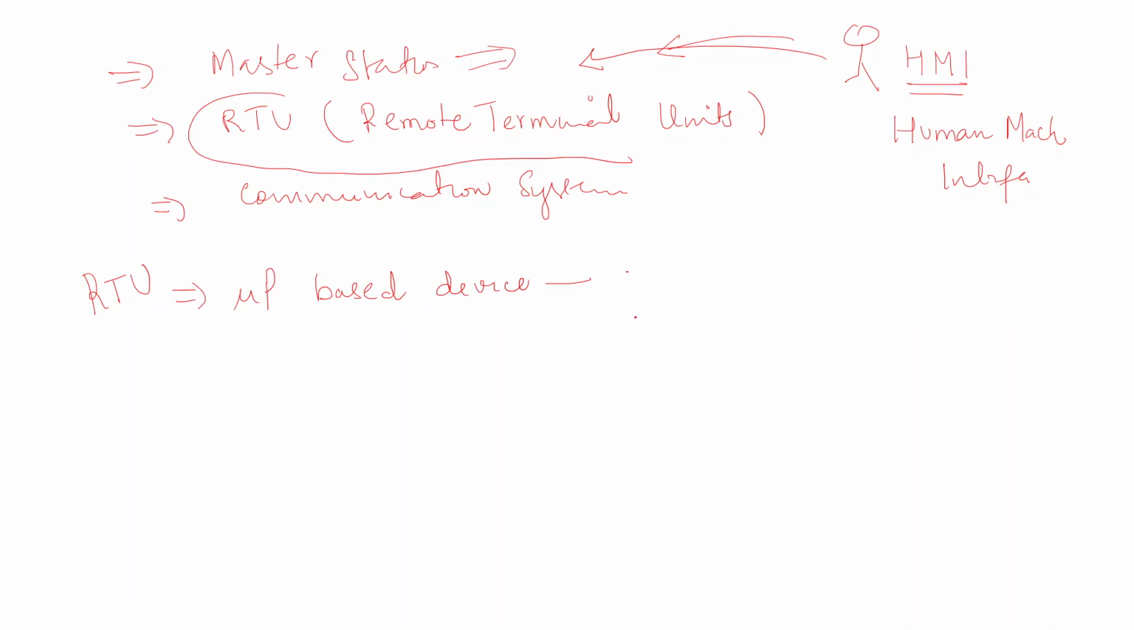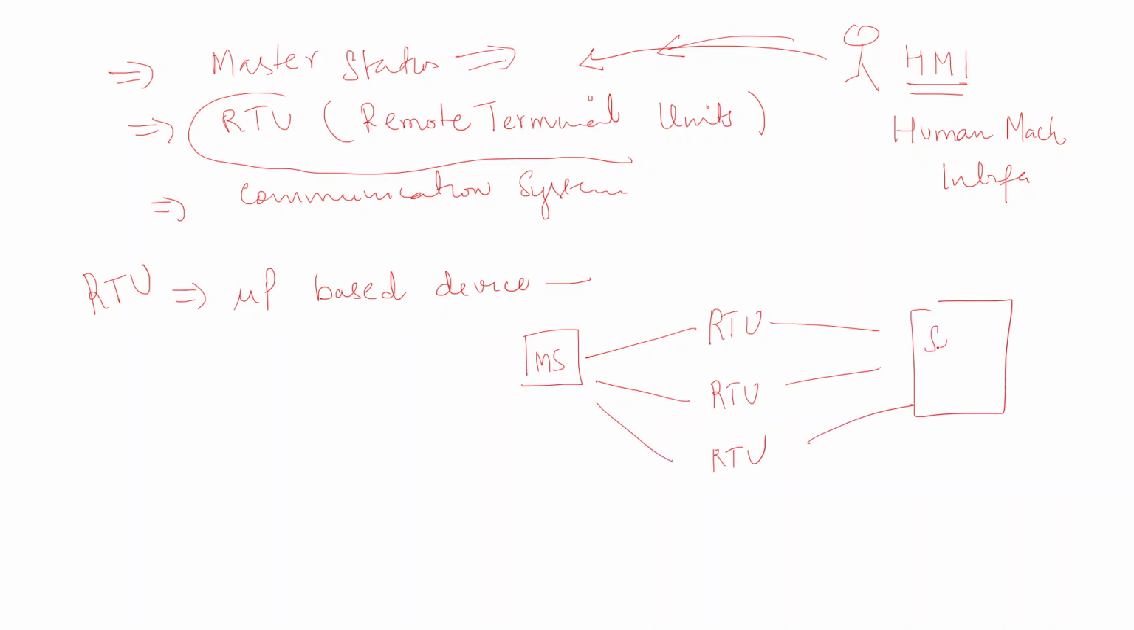Let's say this is a master station, and these are RTUs, and there will be more than one RTU. These are the sensors, you can say. They will transfer the data to the master station, and on that data the master station will take a decision, and that decision in the field will be transmitted through the RTUs.